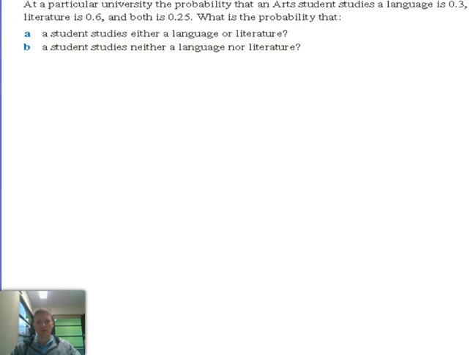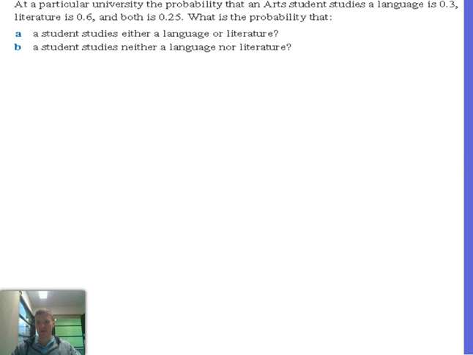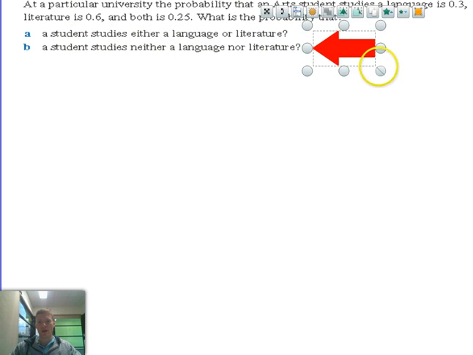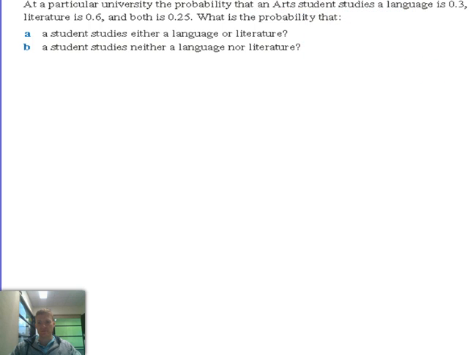At a particular university, the probability that an art student studies a language is 0.3 and literature is 0.6, and both is 0.25. So from that, here goes my little arrow. I'm going to help us to read about it. A student studies either a language or literature.